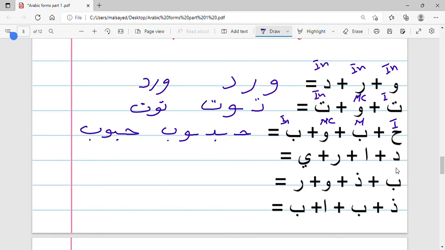Okay, let's try the next one. Here we have the dal as the first letter, so we choose independent. Dal, alif: we choose the independent since the dal doesn't connect with after. Between the alif and the ra, we choose the independent. Between the ra and the ya, the ra makes the decision, we choose the independent.